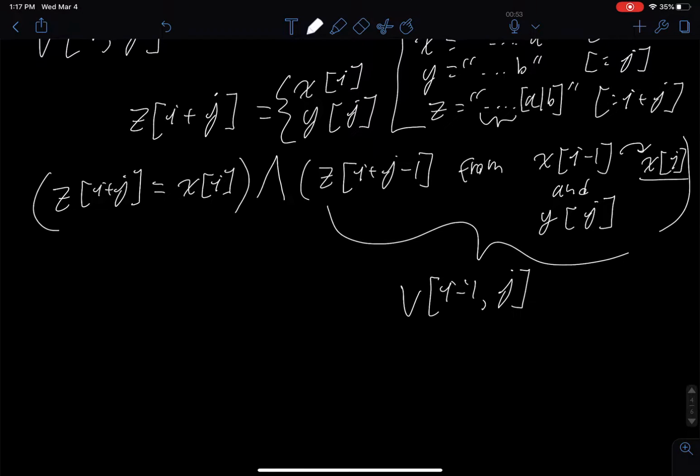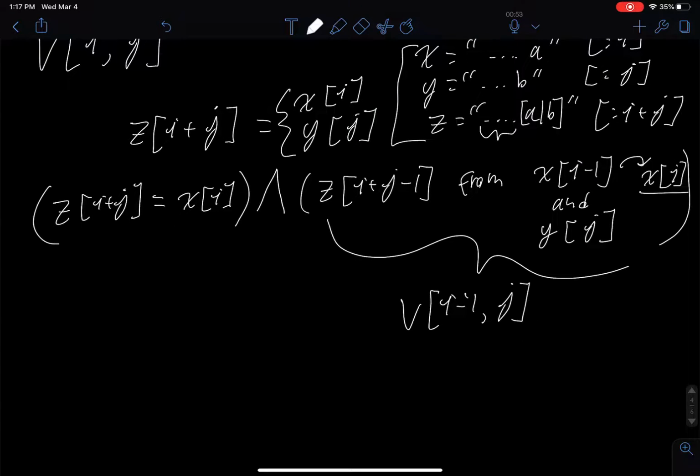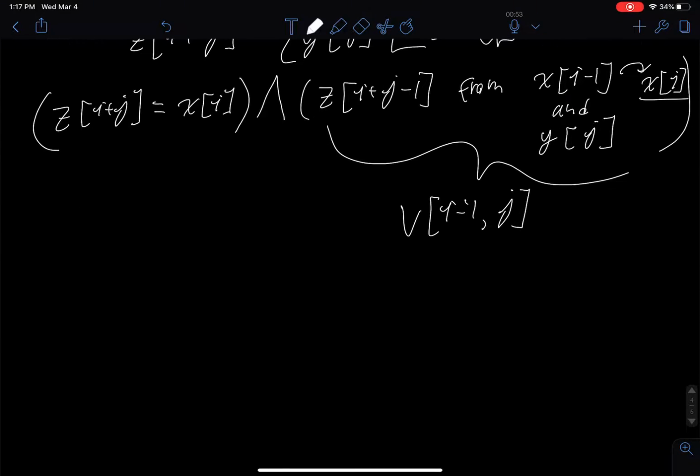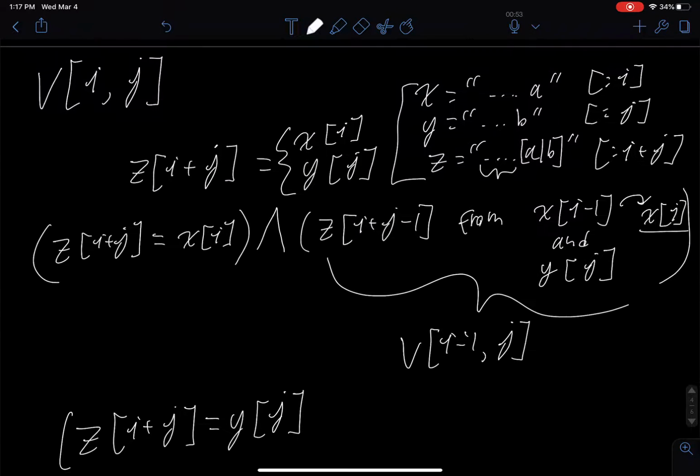Now, there's another possible way that z_{i+j} could be expressed as an interleaving of x_i and y_j, and that's that the (i+j)th character of z is equal to the jth character of y. That's up here, when we got the (i+j)th character of z not from the last character of x, but from the last character of y. So we got this b instead of this a.